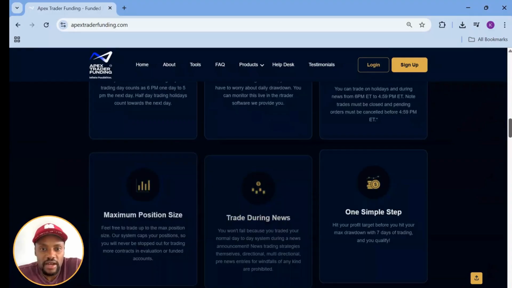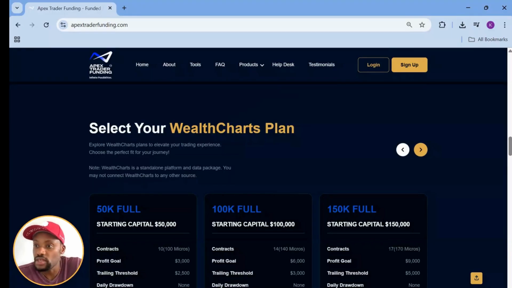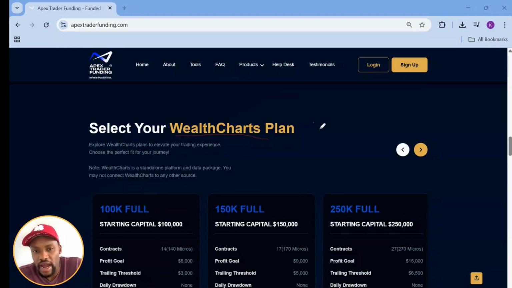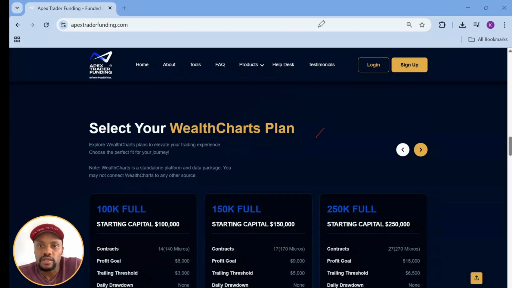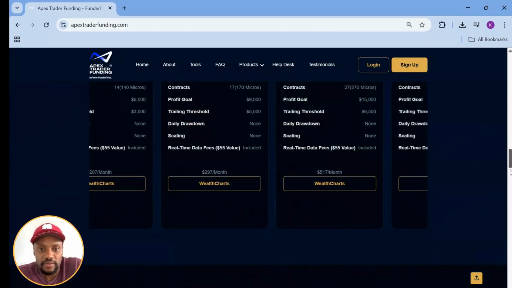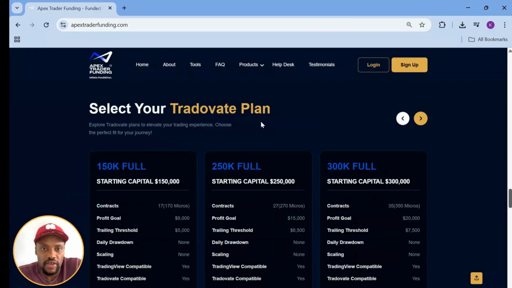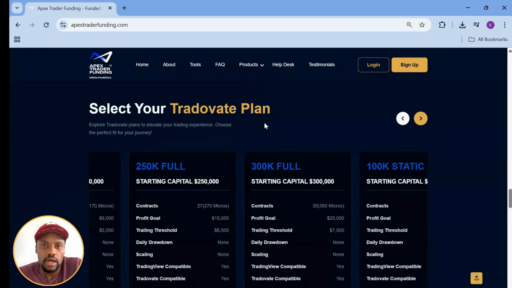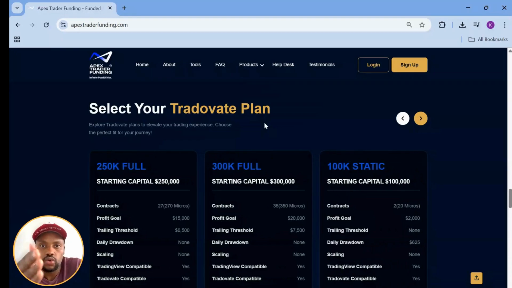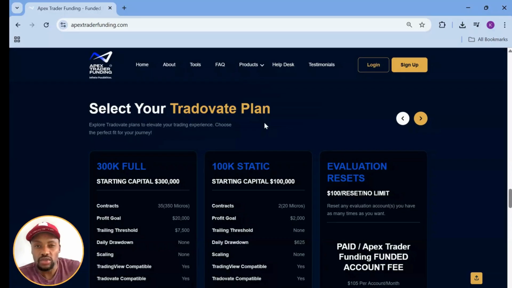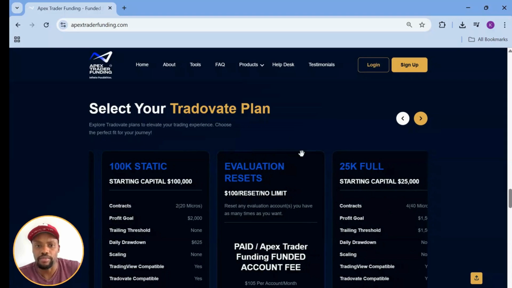Now, there are three different accounts you can pick from, three different plans. I apologize. There's Wealthcharts, which is good, but I don't really like it. And then the other one is Rithmic, which is also okay, but I don't really like it. The one that I use is Tradovate, and the example that I'm going to be showing you today is going to be through Tradovate, through their integration with TradingView, which is what I like, to be able to do my charting on TradingView and also do my trading on TradingView as well. And with the Tradovate plan, you have the ability to do that.